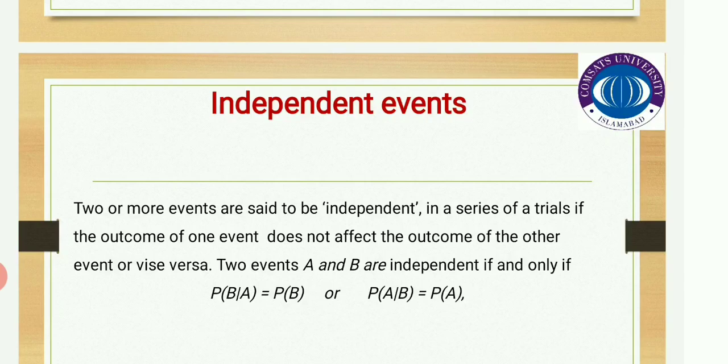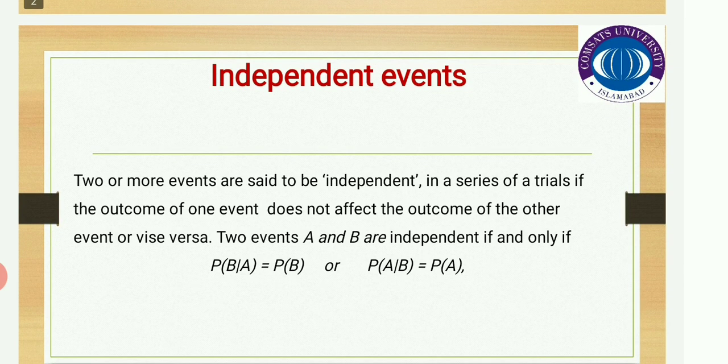Two events A and B are independent if and only if probability of B given A is equal to probability of B, or probability of A given B is equal to probability of A. Hopefully you are now familiar with this concept.